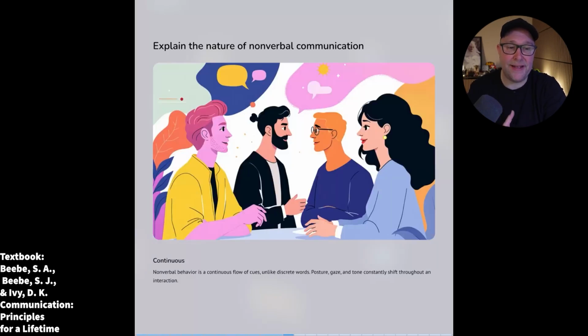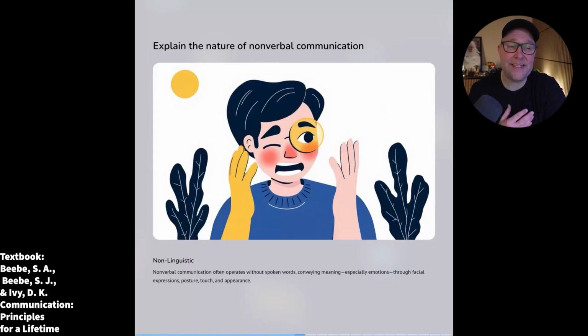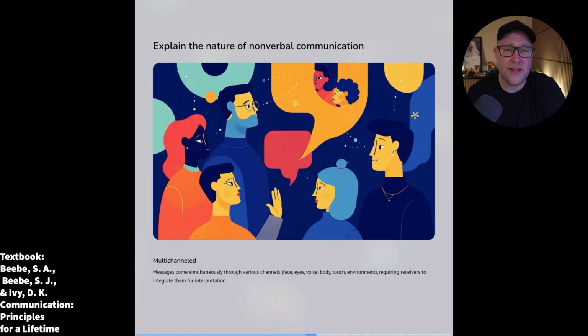It's continuous. Nonverbal behavior is a continuous flow of cues. Unlike discrete words, posture, gaze, and tone constantly shift throughout an interaction. It's non-linguistic. Nonverbal communication often operates without spoken words, conveying meaning, especially emotions, through facial expressions, posture, touch, and appearance. It's multi-channeled. Messages come simultaneously through various channels, including face, eyes, voice, body, touch, and environment, and this requires receivers to integrate them for interpretation.